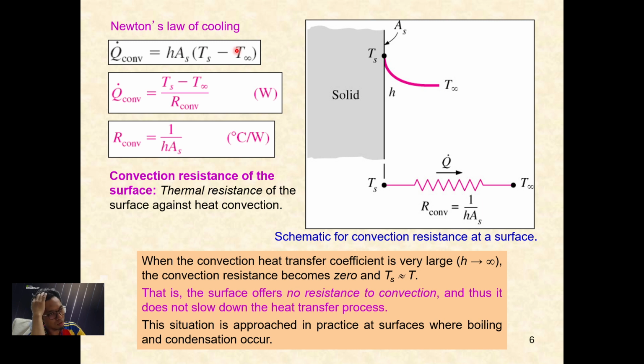If we simplify this equation to use the thermal resistance concept, then we need to divide the right hand side of this formula by h and As. So we can simplify the original equation of heat convection to this one, where R convection equals 1 divided by h times surface area.